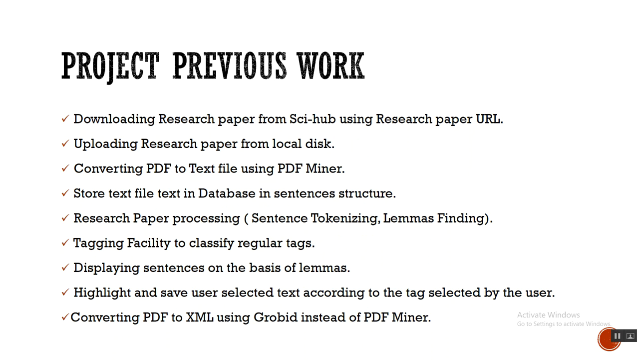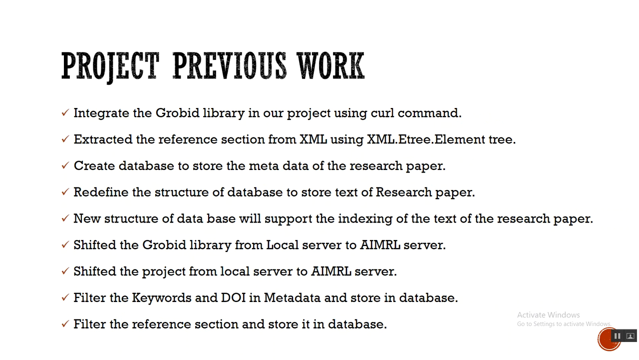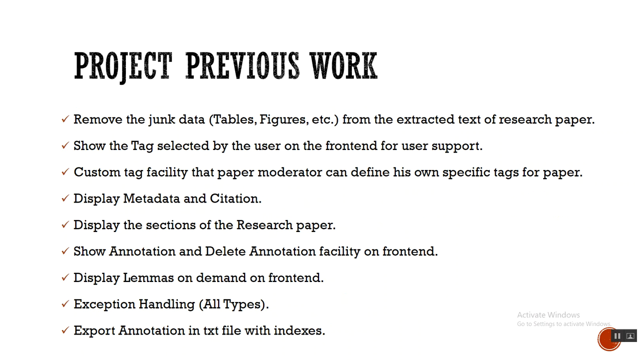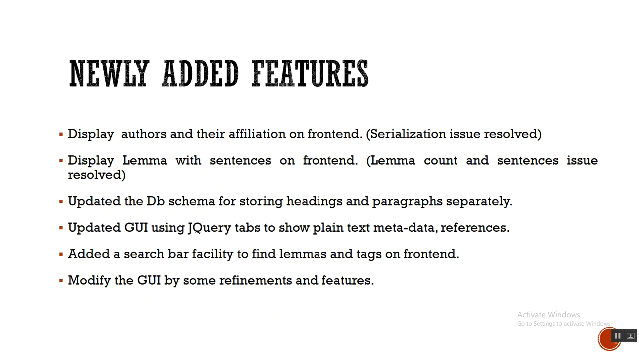Project previous work: downloading the research paper from Sci-Hub, converting the PDF into XML, and then extracting the text from that XML using xml.etree.ElementTree, and this JavaScript for text highlighting, and other work which we have done since the last evaluation. And now let's see the newly added features which we have added for this evaluation.